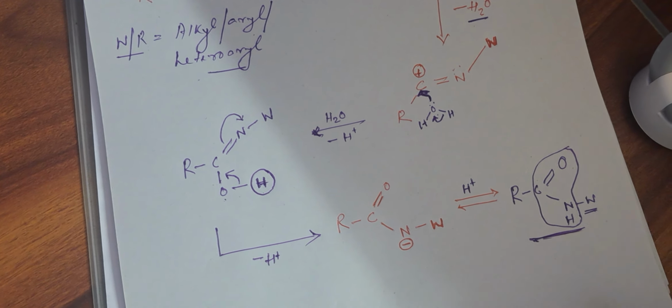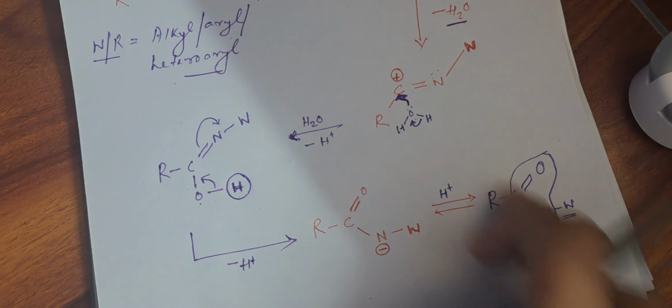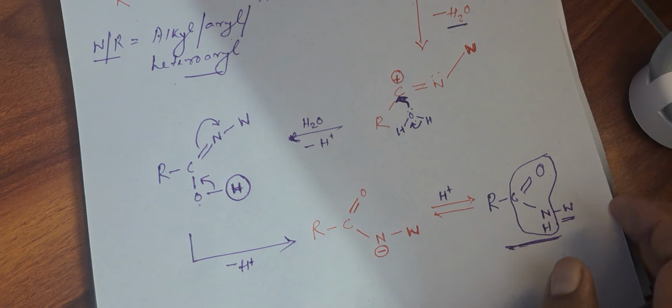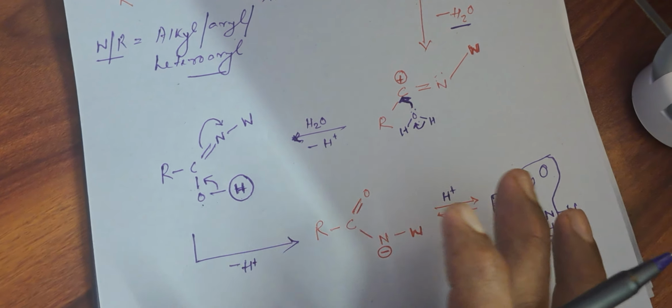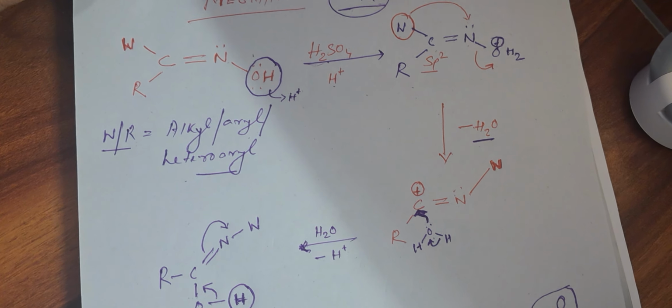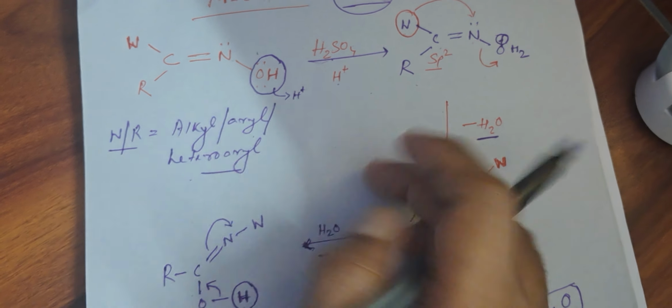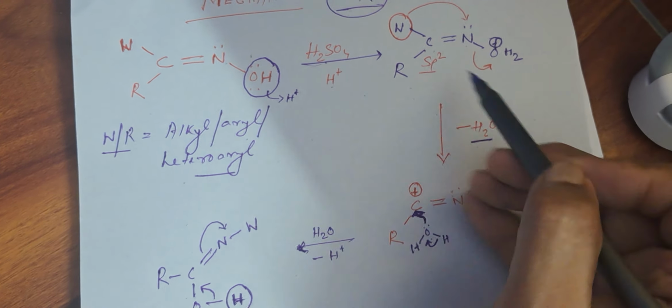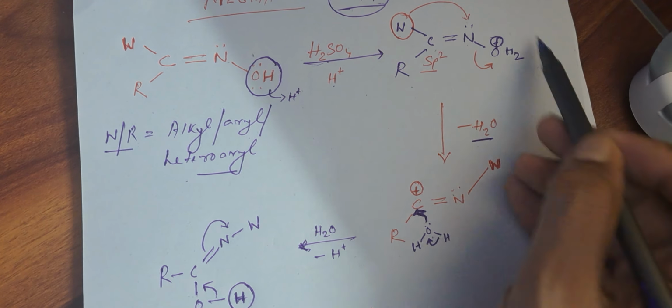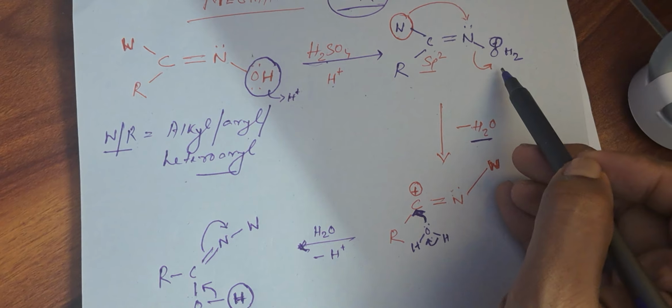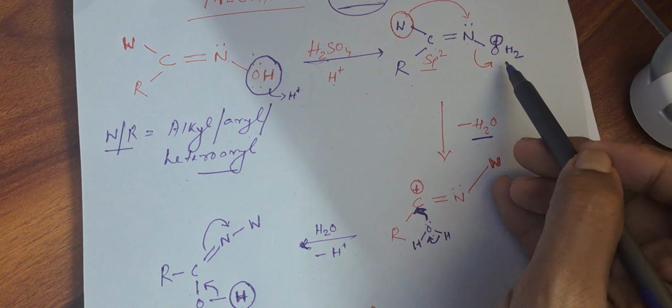So nothing supernatural exists in this particular mechanism, right? If you sincerely approach this particular reaction, this particular mechanism, you can definitely get to know what is happening. So initially, this amide, what happened? Protonation occurs. Protonation makes it a better leaving group, so it can leave the compound with ease, right?